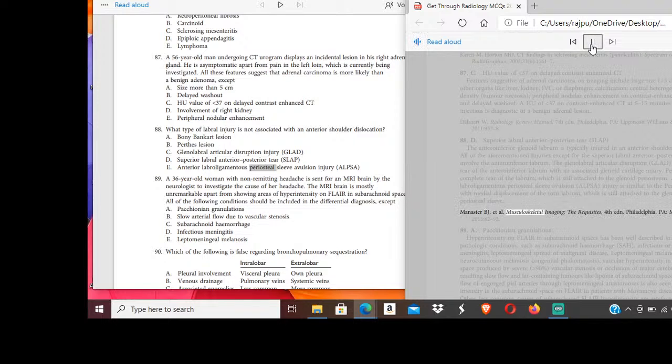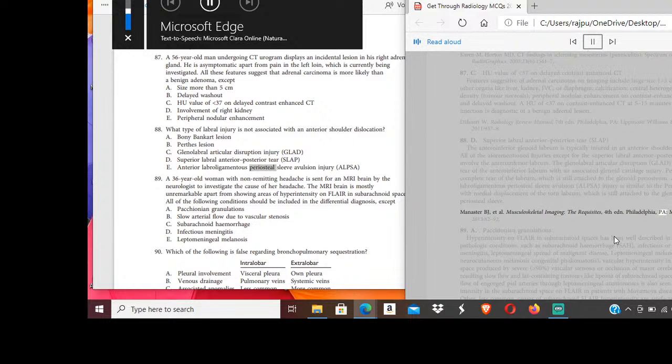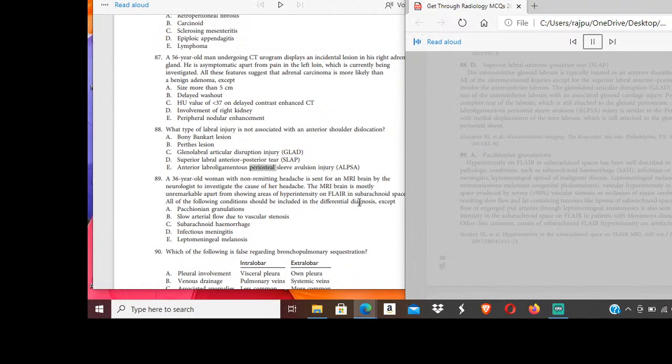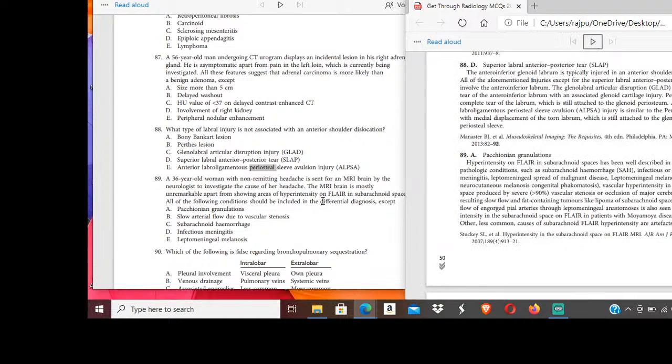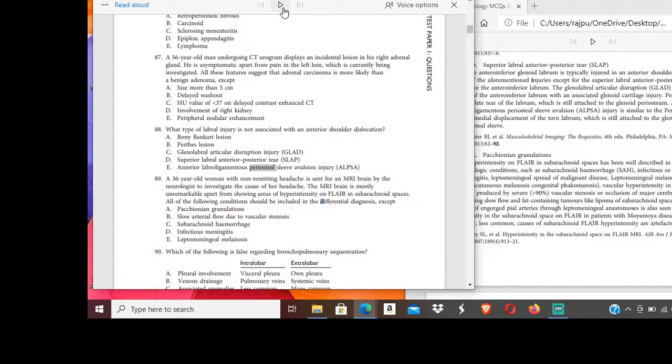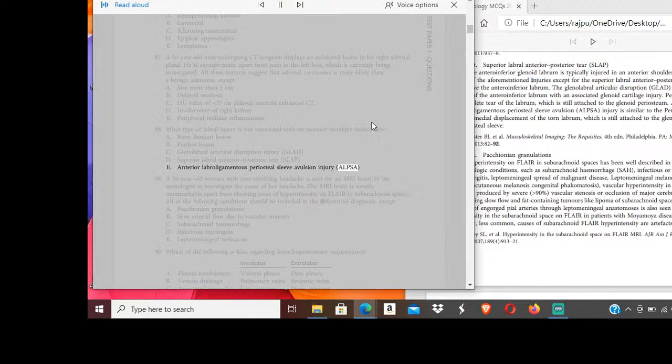Helms CA, et al. Musculoskeletal imaging, the requisites, 4th ed. Philadelphia, Pa, Mosby Elsevier, 2013:829-2. Periosteal sleeve avulsion injury, ALPSA.